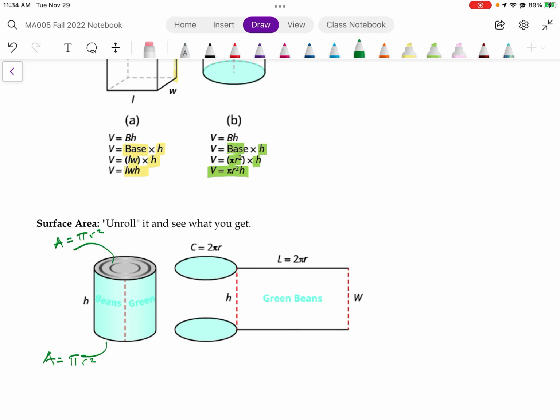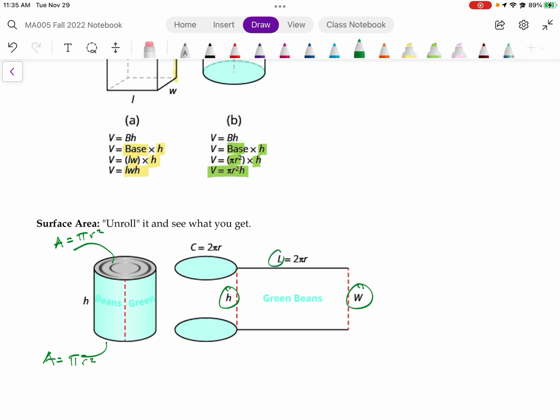But what about the label? So this is a green bean can. What about the size of the label? Well, it's just a rectangle, right? So here's our rectangle right over here. And the height is the width of the rectangle.